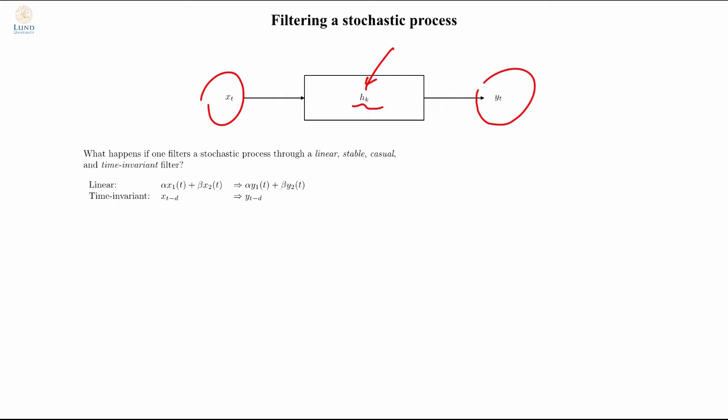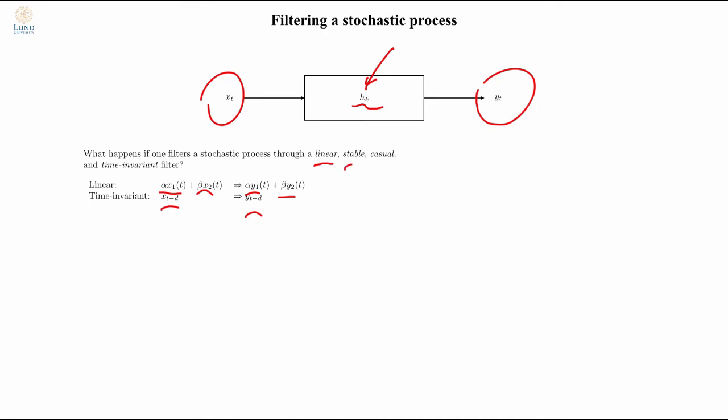But to be able to do that, I need to know what happens when I take a stochastic process and filter it through a linear, stable, causal, and time invariant filter, which is what we are restricting our attention to. And of course, then we will start by saying, what does it mean for a filter to be linear? Well, it means that if I take the input, scale it, and add another input and scale it, I will get just scaled versions of the output of the two. Similarly, if it's time invariant, that means that if I delay my input a little bit, then the only thing that will happen is that I will delay my output similarly.